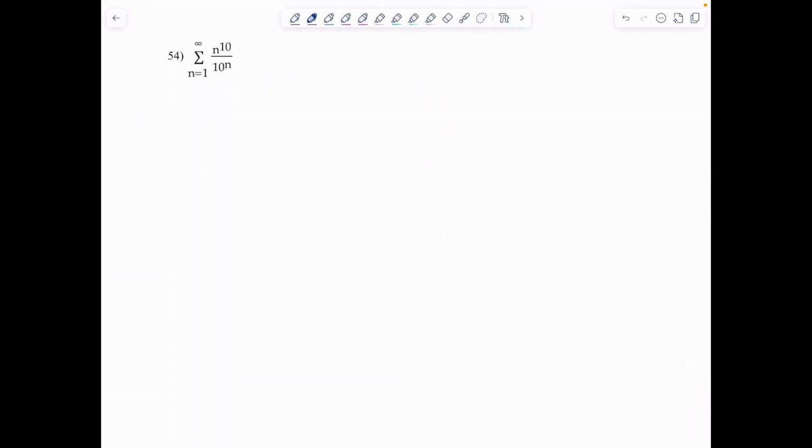All right, next one we have the sum from n equals 1 to infinity of n to the 10th over 10 to the n. So let's just jump right in. Limit as n goes to infinity, absolute value. A sub n plus 1 is going to be n plus 1 to the 10th over 10 raised to the n plus 1. And then divided by a sub n, I'm already going to multiply by the reciprocal, so times 10 to the n over n to the 10th. Again, I don't need to keep the absolute value bars, so I'm not going to write them anymore.